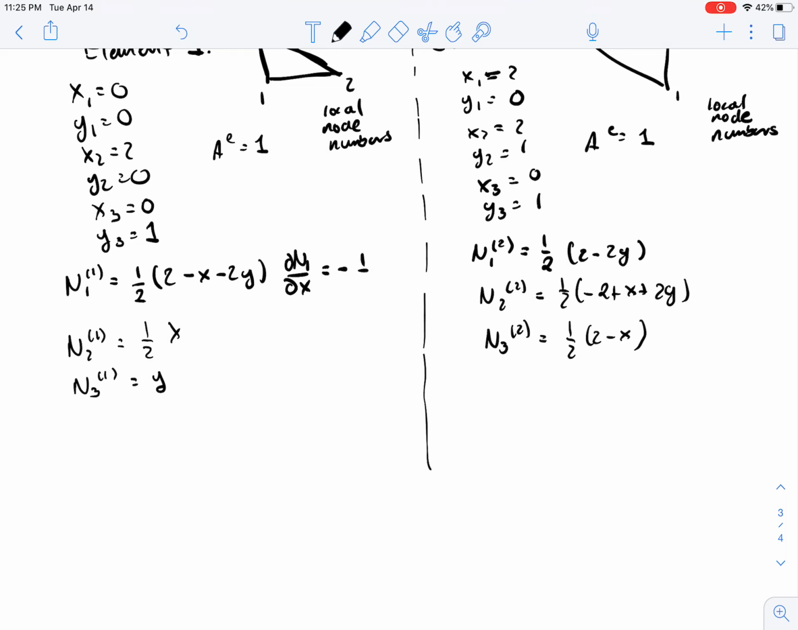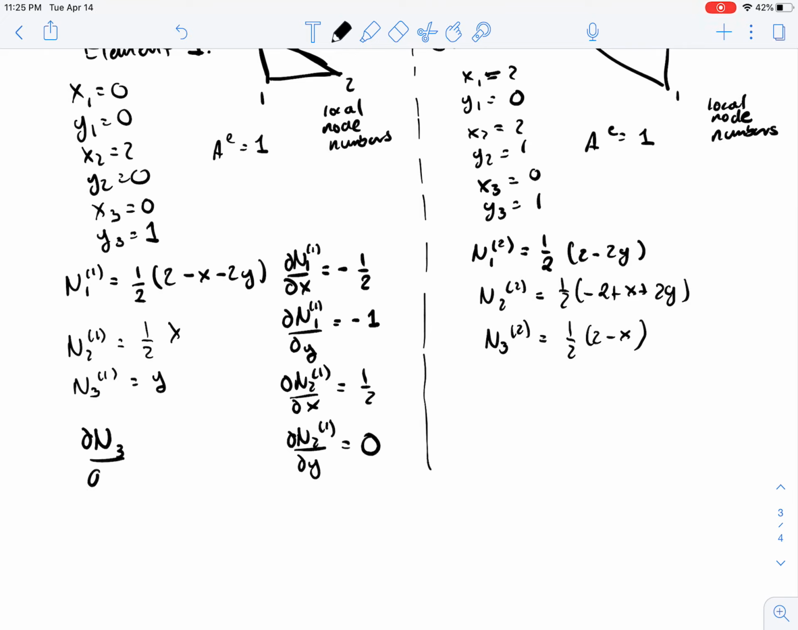So we need the partial derivative of the first shape function with respect to x, and that's just going to be minus 1/2. We are going to need the partial derivative of the first shape function with respect to y, and that's just going to be minus 1. Partial derivative of the second shape function with respect to x, that's 1/2. Partial derivative of the second shape function with respect to y equals 0.